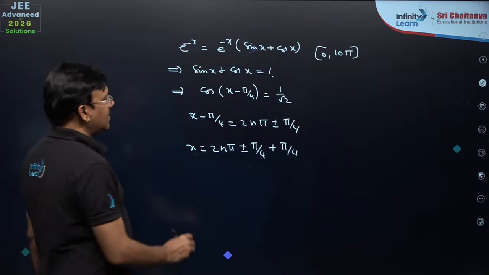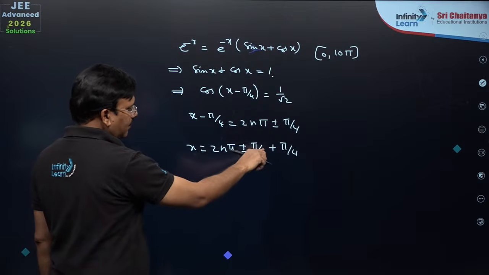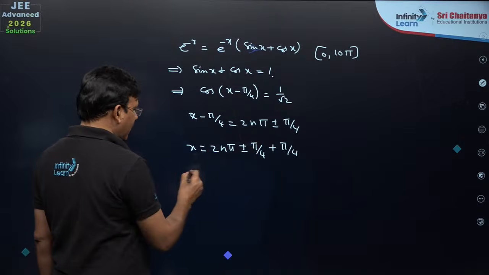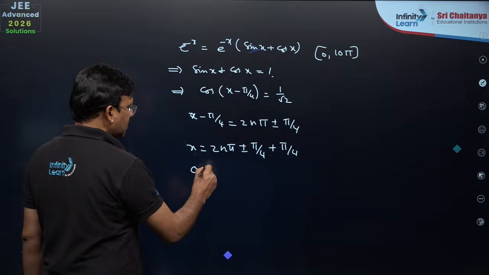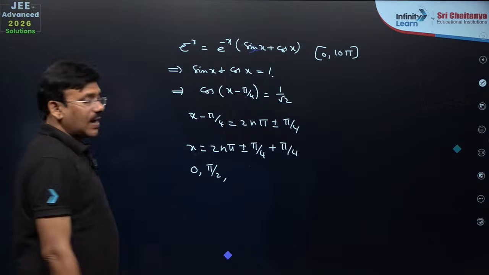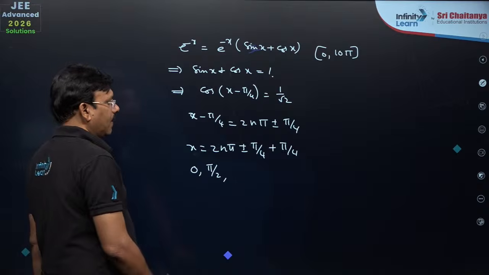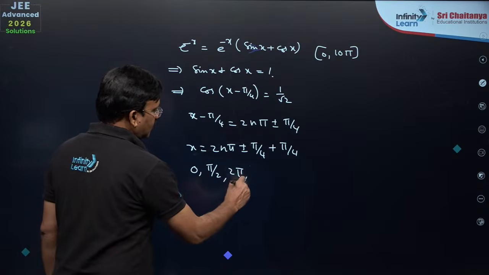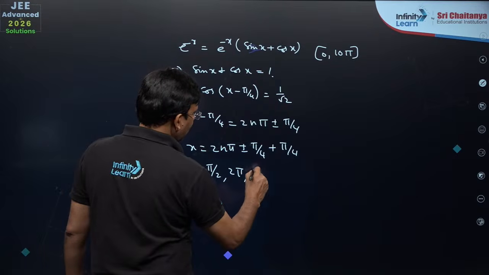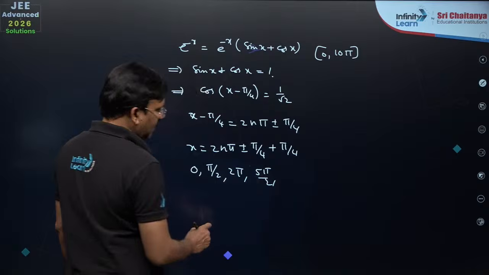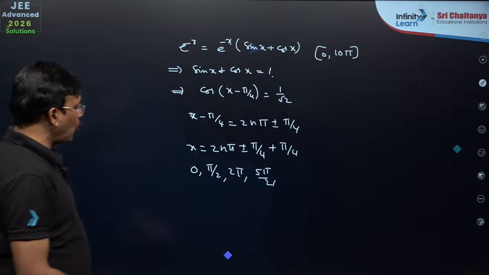So in this interval, dear students, put n is equal to 0 plus pi by 4, okay? Minus pi by 4 plus pi by 4 is 0. And plus pi by 4 plus pi by 4 is pi by 2. And if n is equal to 1, this is 2 pi plus 0. And 2 pi plus pi by 4 plus pi by 4, pi by 2 means 5 pi by 2.